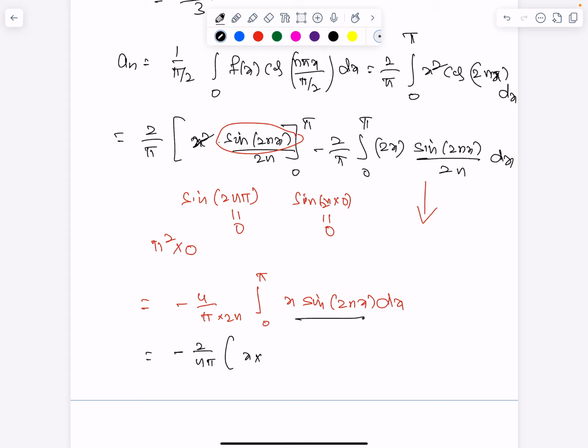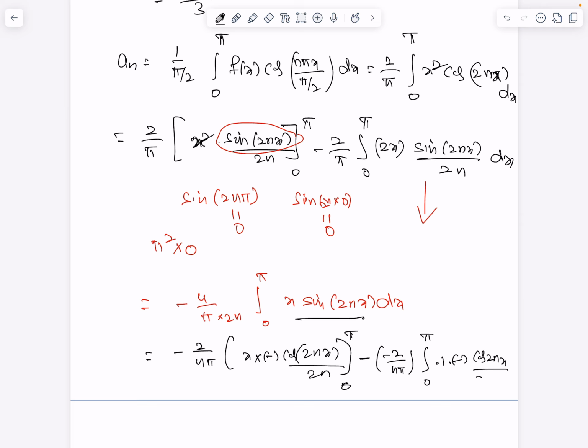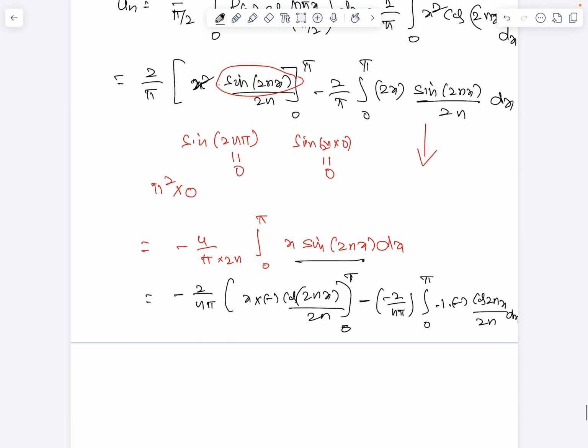First is x, the integration of sin 2nx is minus cos 2nx divided by 2n, with upper limit pi and lower limit 0, minus the integral of minus 2 by pi, 2 by n, cos 2nx by 2n dx, and this leads to, again you look at this, minus into minus is plus 2 by 4 pi n pi, this is n pi into 2n, and the upper limit is pi cos 2n pi minus lower limit 0 into cos 0.